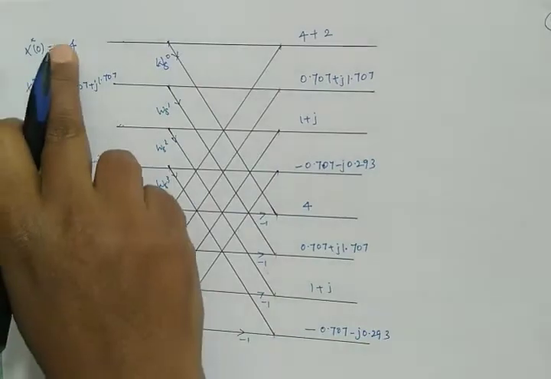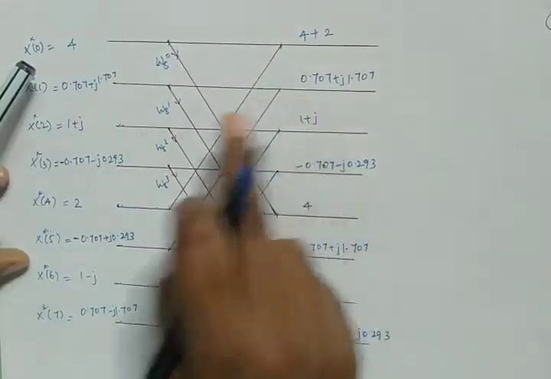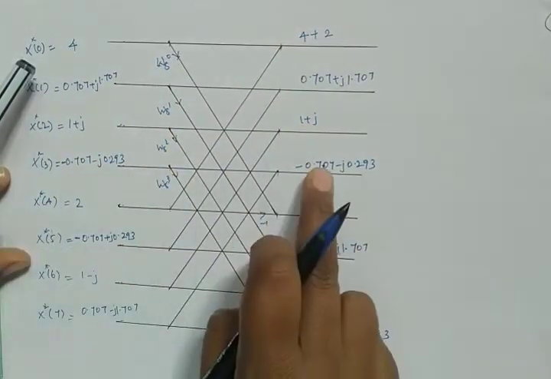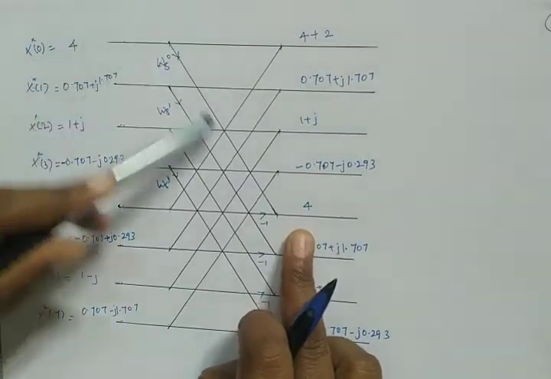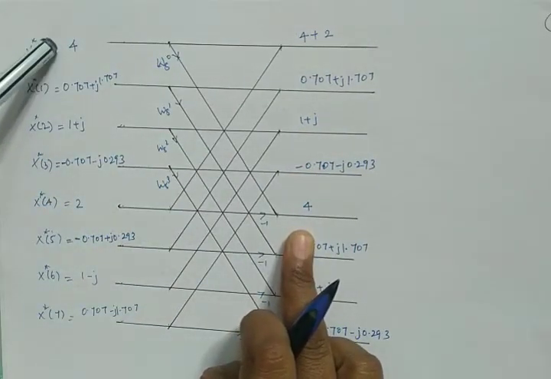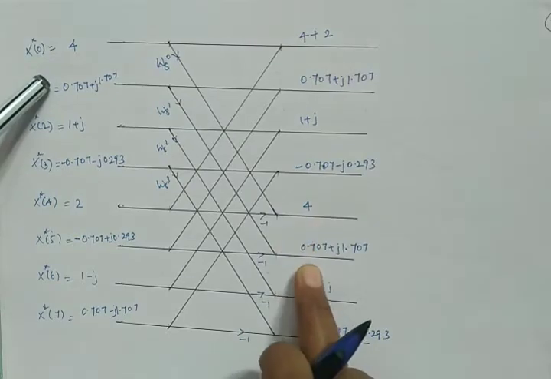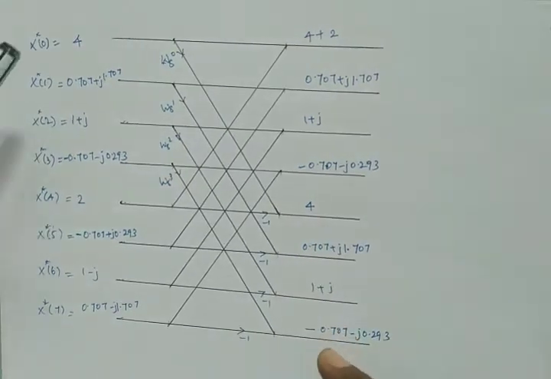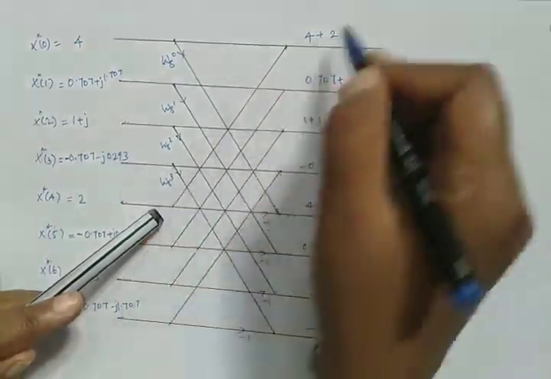So what we did is we have written 4, 0.707, this value and this value. Again check this line, this is coming from the first value. So first, second, third, fourth. Then the next one. Now check this. We have written plus 2.